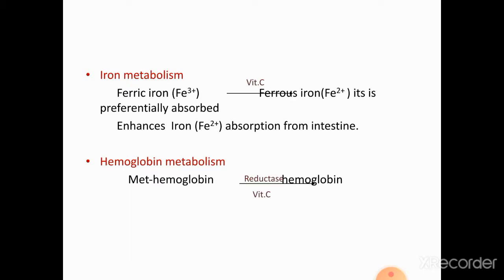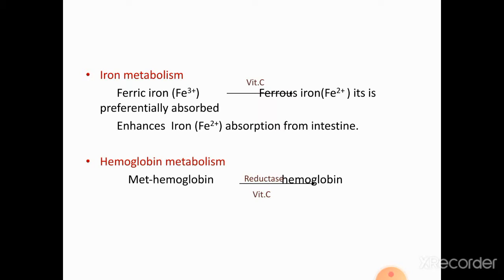Next, in iron metabolism, it is helping in the conversion of ferric ions to ferrous ions, and this ferrous ion is the one which is absorbed. Intestinal absorption is only in the ferrous form. So it is helping in iron metabolism by keeping it in the ferrous form. Vitamin C helps in the conversion of ferric ions to the ferrous, reduced form. So it is helping in the absorption of iron from the intestine.